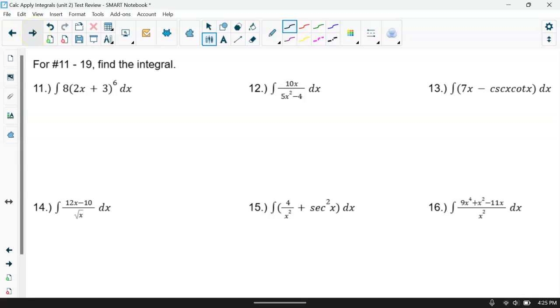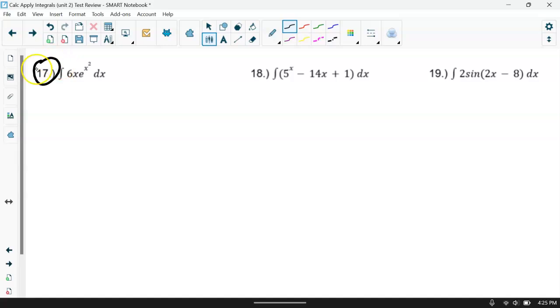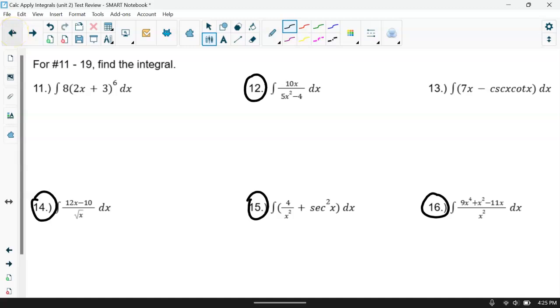So now I'm going to do a few of the integrals here. I'm going to go over number 12, 14, 15, and 16 on this screen here. Then, just a heads up, I will also go over number 17. So if you're needing or wanting to see just one of these, then of course, just go through, fast forward, right? So here we go for number 12.